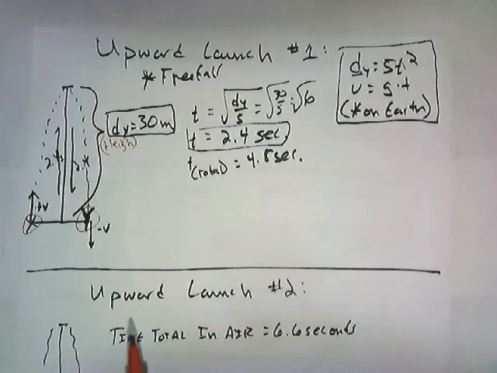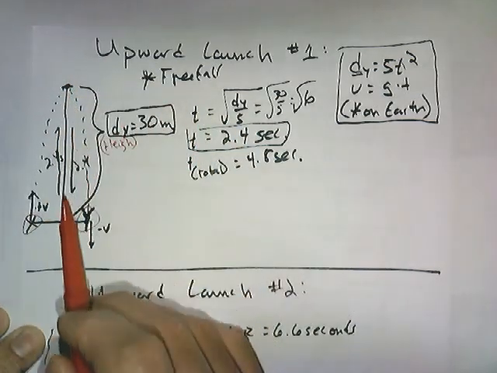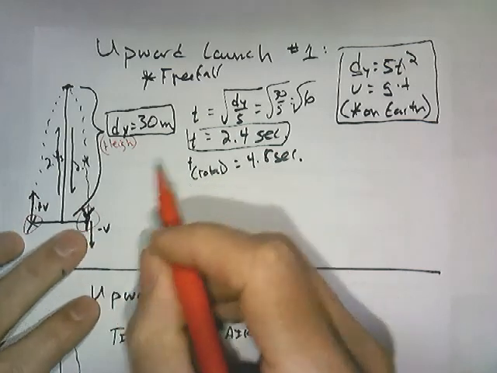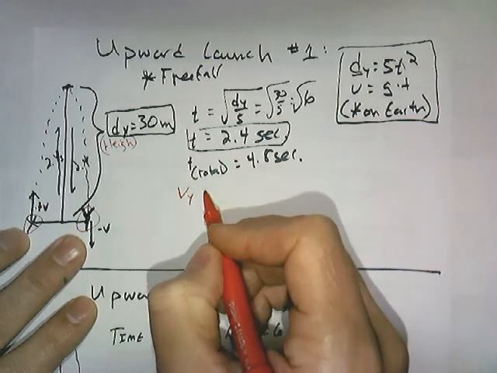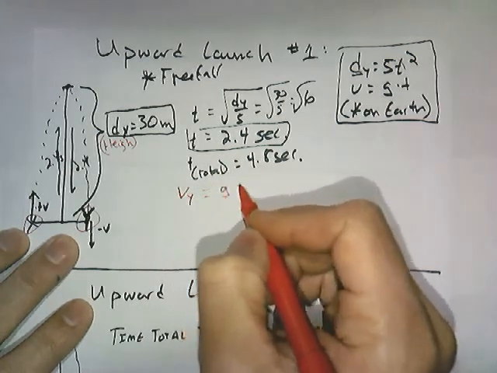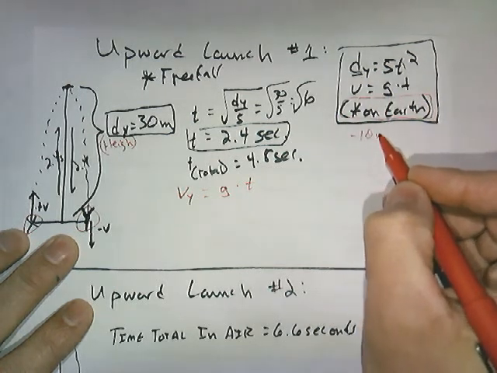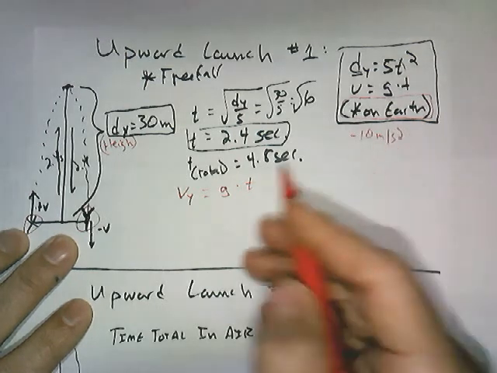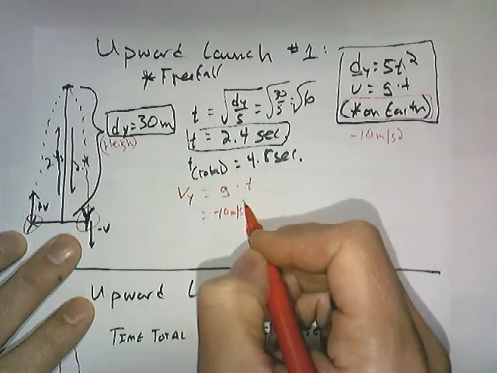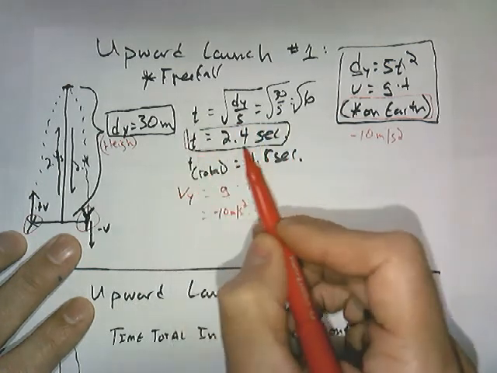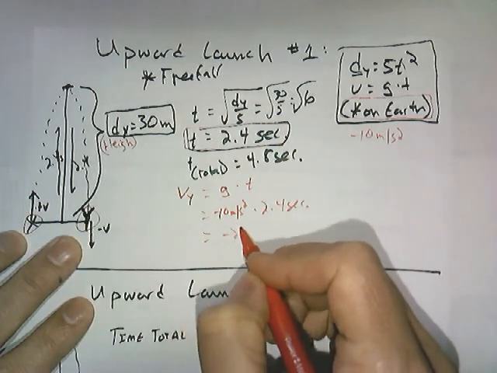So let's treat this like it was in free fall. Let's treat it as if this object fell from this location of 30 meters and was in free fall its entire flight down. Let's solve for the velocity at location y. It's going to be g times t. The key here is that on Earth, we know that acceleration due to gravity is negative 10 meters per second squared. So the velocity at y is negative 10 meters per second squared times 2.4 seconds of free fall, and you'll find that the velocity at y is negative 24 meters per second.